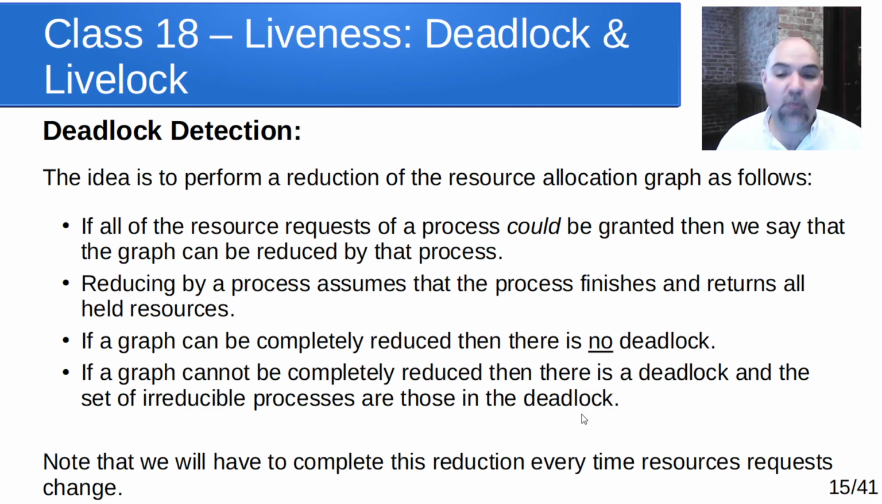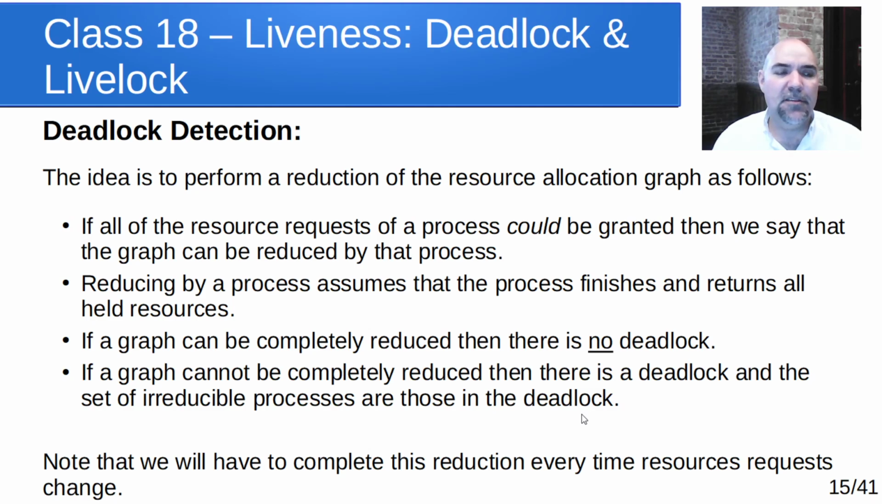We don't really have to wait for it to finish. We're going to say, hey, it has everything it needs. Let's just pretend that it did finish, even if it hasn't yet. And we can take it out of the graph. And then when we take it out of the graph, we release all of the resources that it held. If a graph can be completely reduced, then there is no deadlock. If a graph cannot be completely reduced, then we know there's a deadlock condition that exists right now. And the set of processes that remain that are irreducible are the ones that are involved in the deadlock in some way.